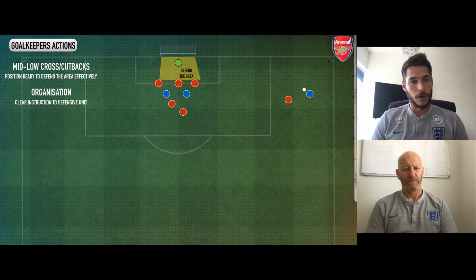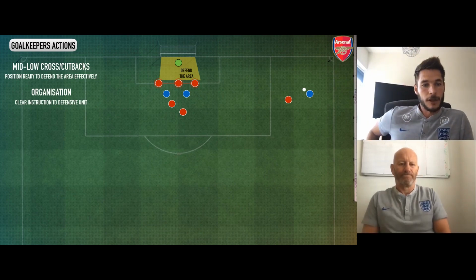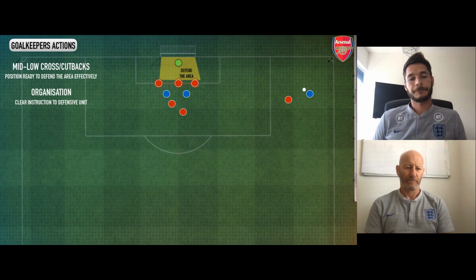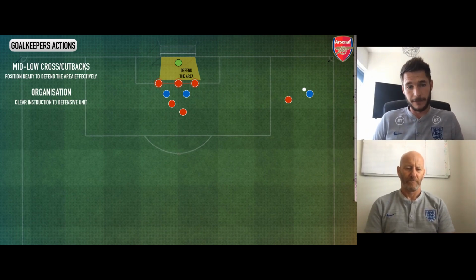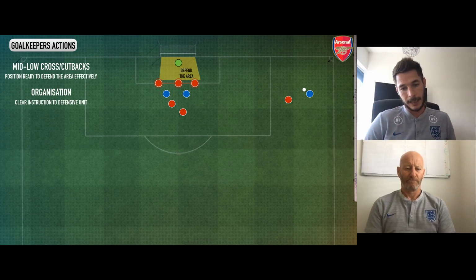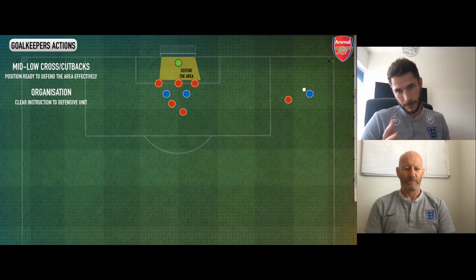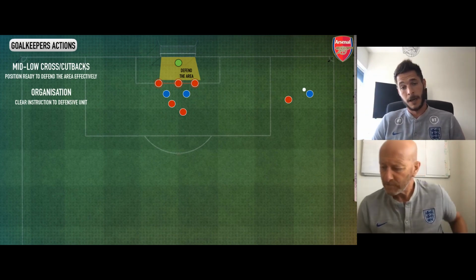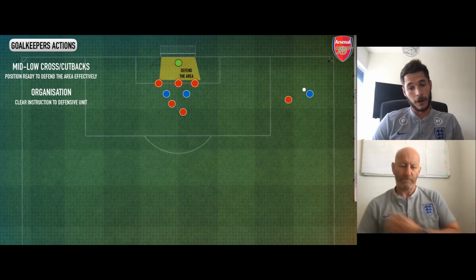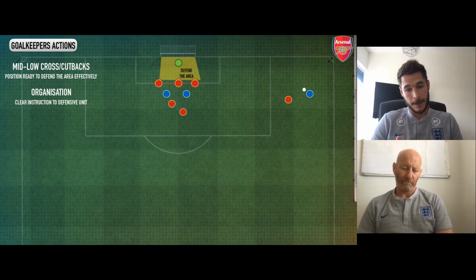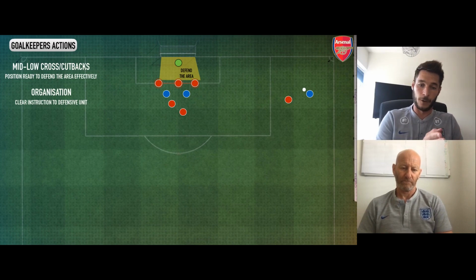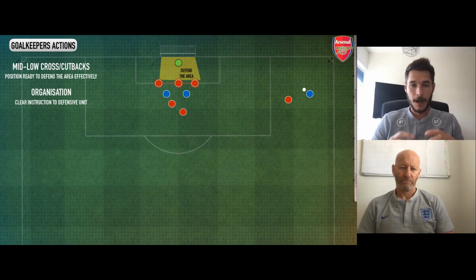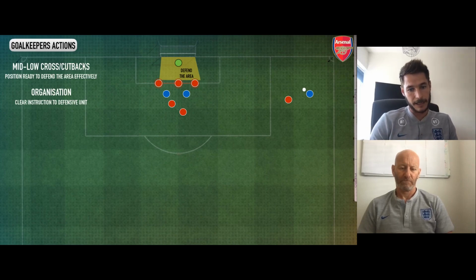Moving on to more actions about the wide areas. So mid to low cross and cutbacks, position ready to defend the area effectively, and organisation, clear instructions to the defensive unit. I've highlighted these 3 players here. So in this clip, you can see we're looking at a left back going out to stop the cross. Then we're looking at centre halves in the near post space and middle space, and the opposite full back covering that far post space. That relationship between the goalkeeper and those 3 is going to be vital and crucial to defending this effectively.